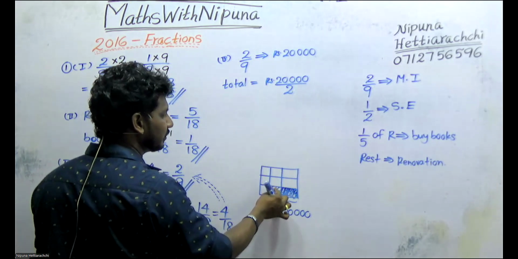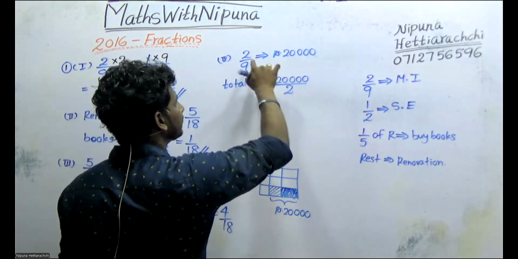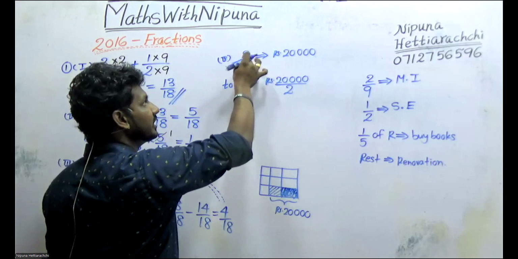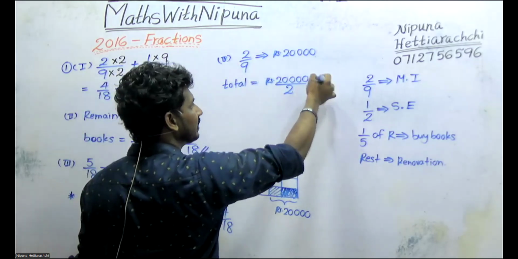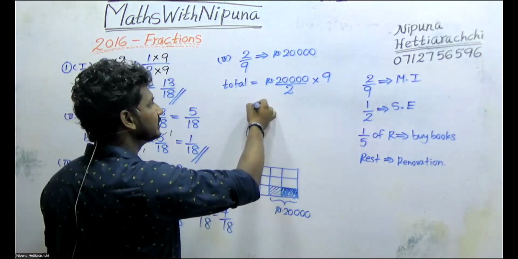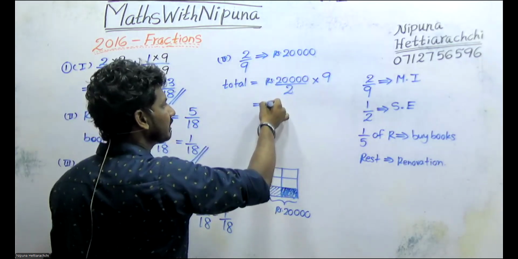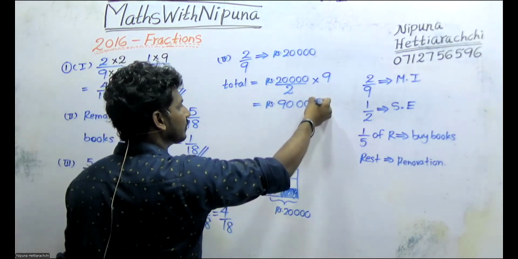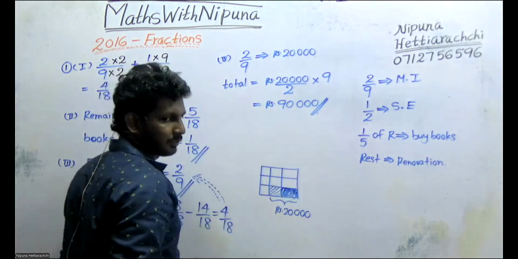For the donated amount, there are 9 such portions. 2 portions are equal to 20,000. We need a total of 9 portions. Therefore, calculate one portion and multiply it by 9. 20,000 divided by 2 is 10,000, multiplied by 9. It becomes 90,000. Kitsiri donated 90,000 rupees.